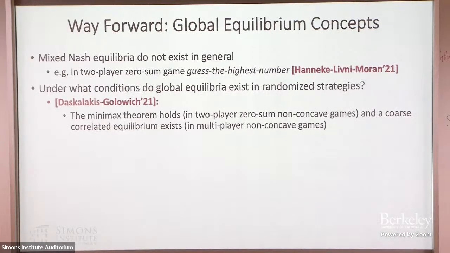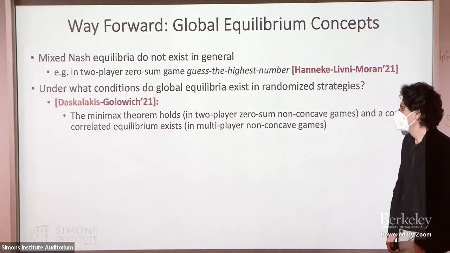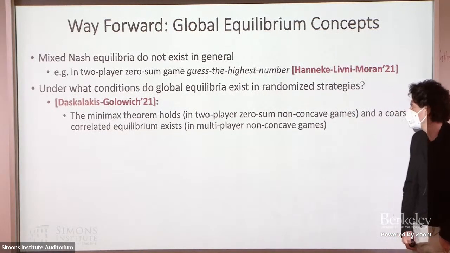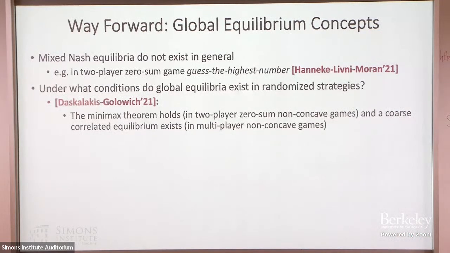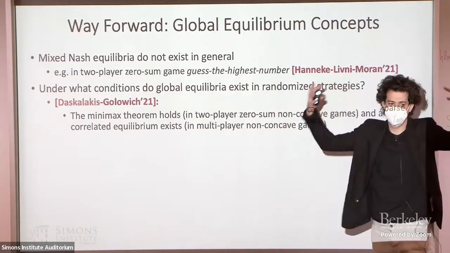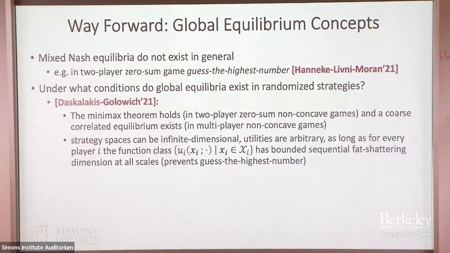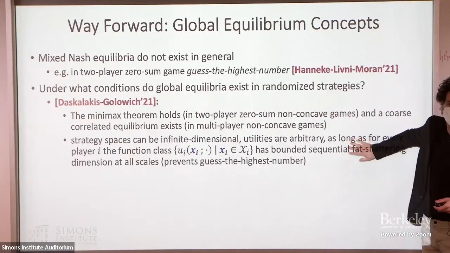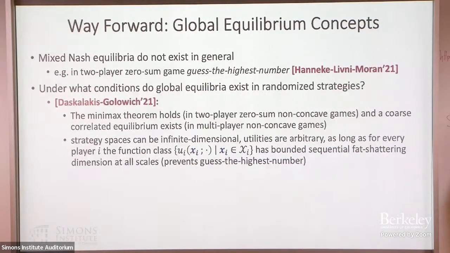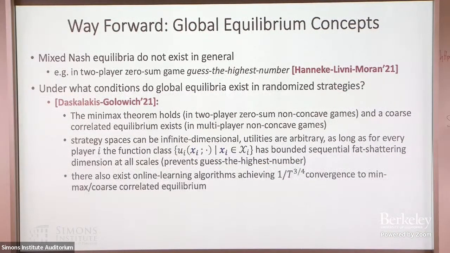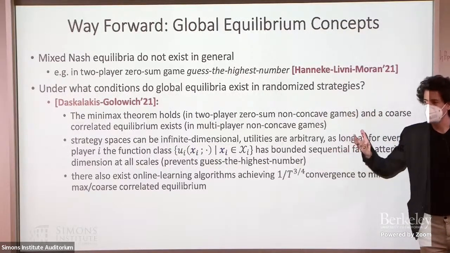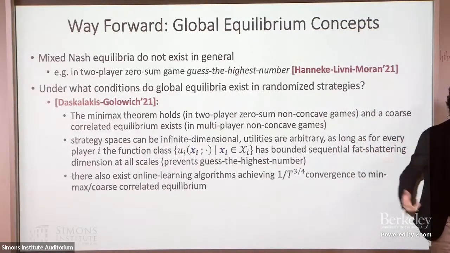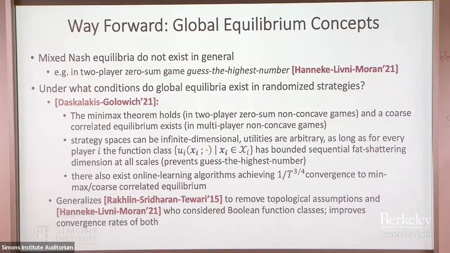So what I want to talk about is some recent work with Noah Golowich, where we show that the minimax theorem holds and the coarse correlated equilibrium exists if you consider randomizations over these high-dimensional spaces, as long as you avoid certain bad structures that prevent equilibrium existence. Don't read this. I will get to it in 2 slides. Don't read those conditions. And we also get no-regret learning dynamics that have fast rates getting to those solutions. That's another thing that I want to touch upon.